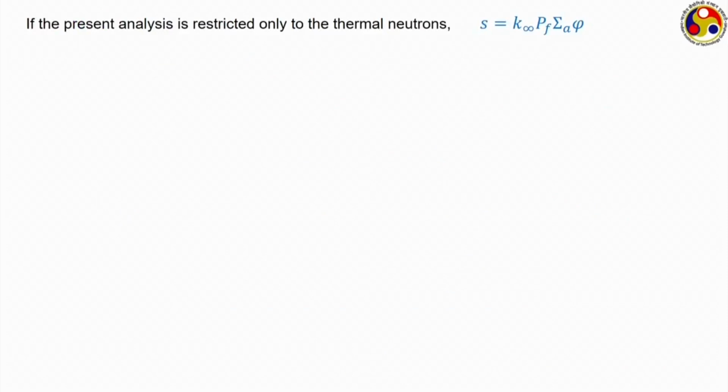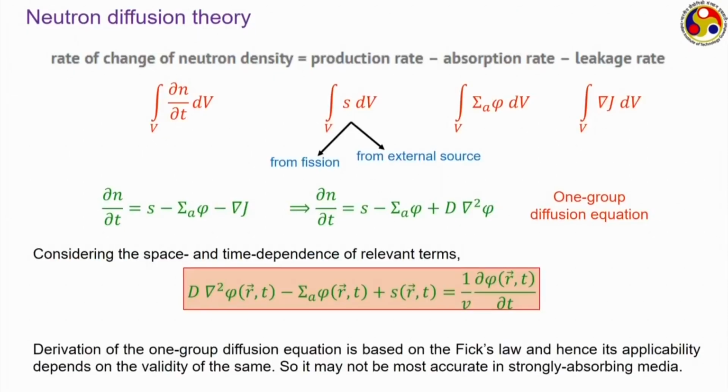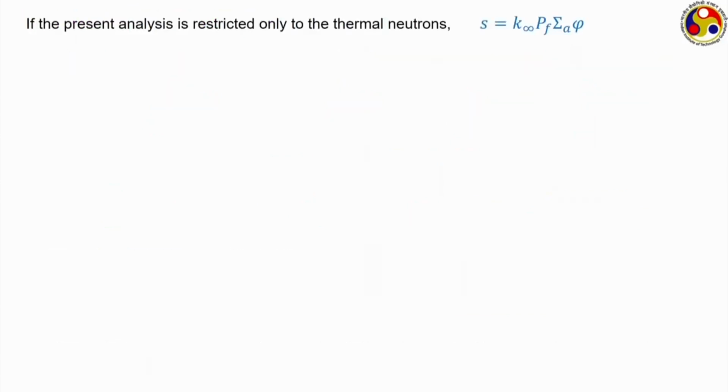If we restrict this analysis only to the thermal neutrons, then we are talking about this source term here. That is, all neutrons present in the system are thermal neutrons. Then S can be written as something like this: k infinity, the infinite multiplication factor, into the fast fission leakage probability, into sigma A into phi. Sigma A is the absorption cross section corresponding to thermal neutrons and phi is the neutron flux.